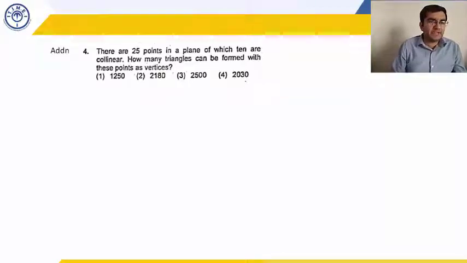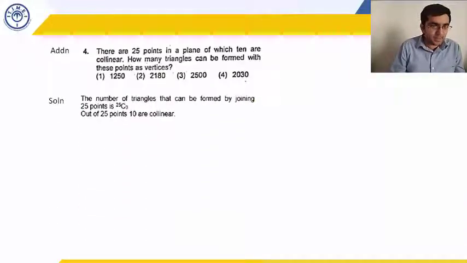There are 25 points in a plane of which 10 are collinear. How many triangles can be formed? This is additional 4 from your handout. See, if you want to make a triangle, it can be made in how many ways? Select 3 points. So 25C3. These are the groups of 3 points. And you connect those 3 points and you will get triangles.